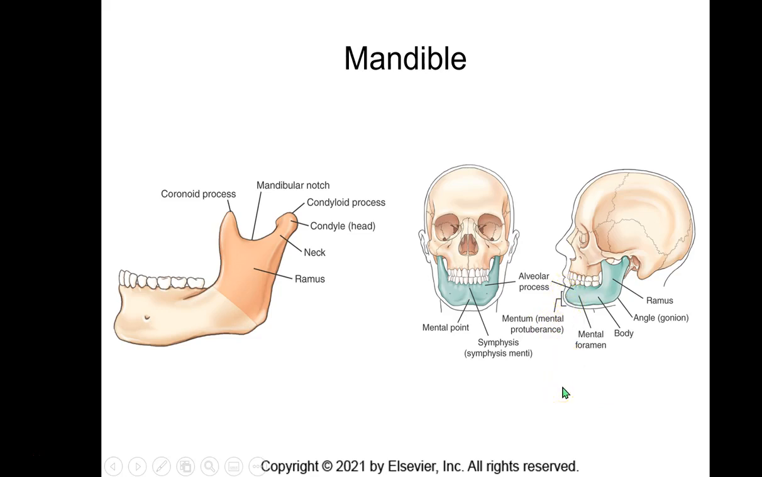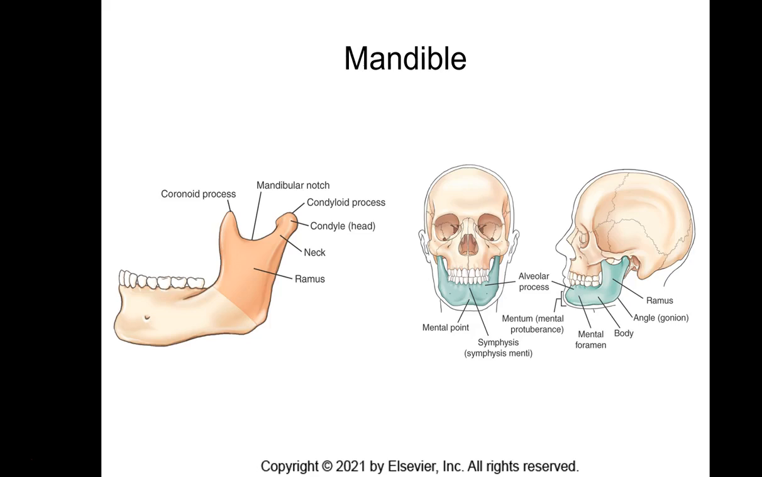The center of the mental protuberance is described as the mental point. And remember, we use that for positioning. That forms part of our MML line, our mento-meatal line. Mentum and mental are actually Latin words that refer to the general area known as the chin. The mental point is a specific point on the chin, whereas the mentum is the entire area. Not really important that you know the difference.